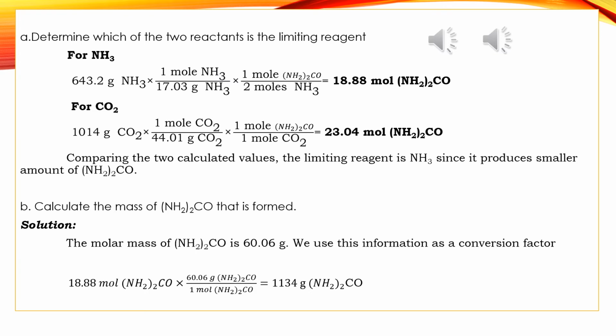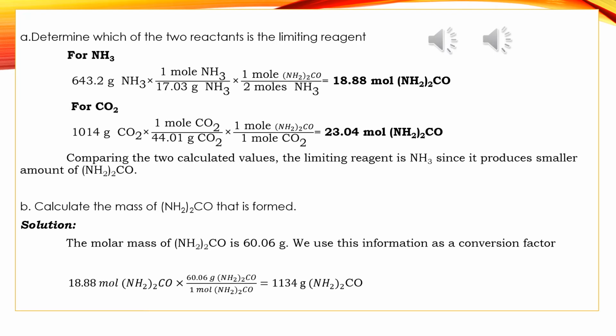If you look closely at this solution, you will find out that the mass of ammonia is multiplied by its molar mass, then by the mole ratio of ammonia and urea as seen in the balanced equation. The same is done for carbon dioxide. Comparing the two calculated values, the limiting reagent is ammonia since it produces a smaller amount of urea.